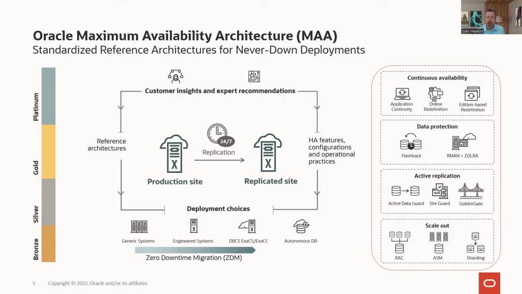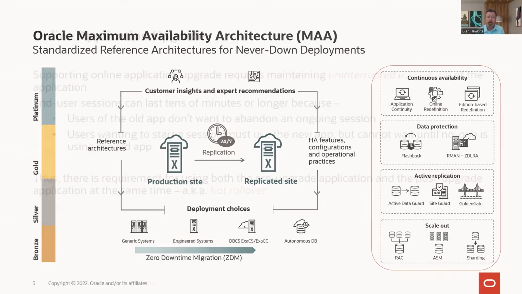We have all the different deployment choices. EBR would be applicable to all of them, whether we're talking about generic systems, DBCS, XCS, Exadata, or all the way up to autonomous. And then if you're migrating to the cloud, we also have our zero downtime migration, which has features like GoldenGate, Data Guard integrated directly into it to facilitate migration to either the cloud or Exadata as well.